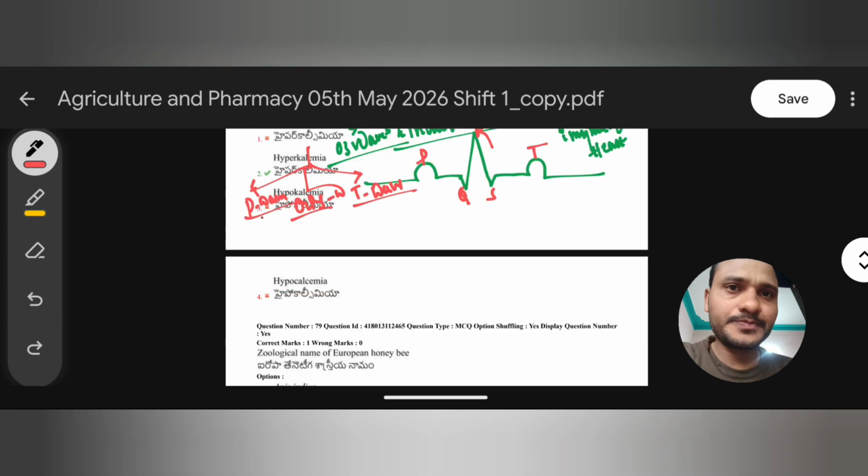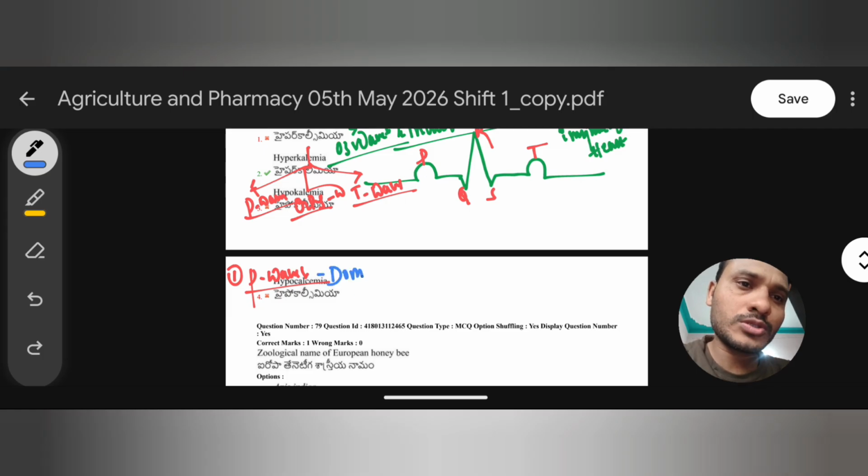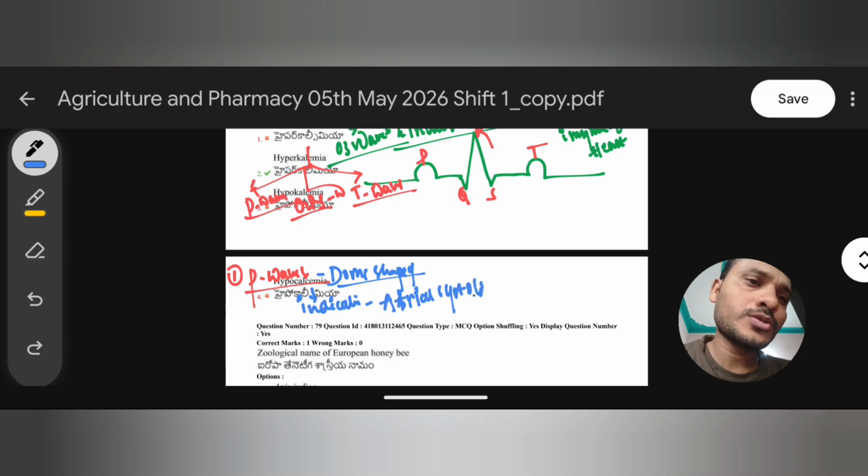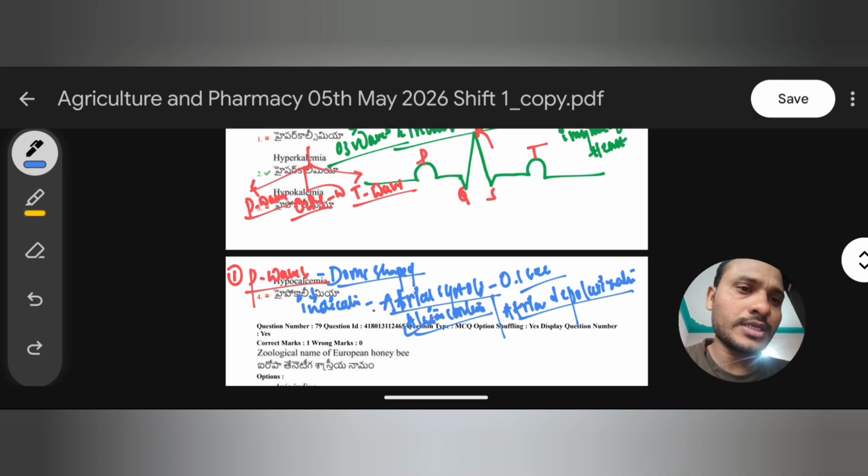See here, P wave. First we'll discuss the P wave. Generally, what is the shape of the P wave? Dome shape. So what does this P wave indicate? This P wave indicates atrial systole. We know that during a heartbeat there are three important major steps: atrial systole, ventricular systole, and depolarization, like atrioventricular relaxation. In that, first atrial systole will occur for just 0.1 second. This atrial systole is also called atrial contraction, or atrial depolarization.